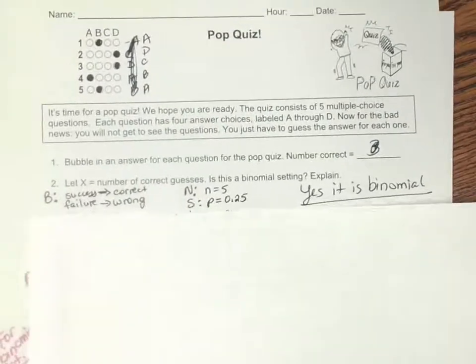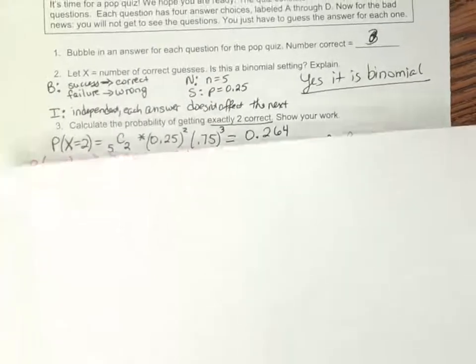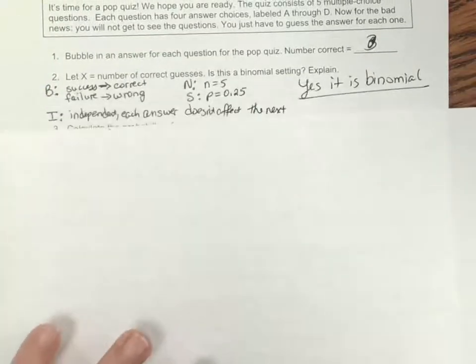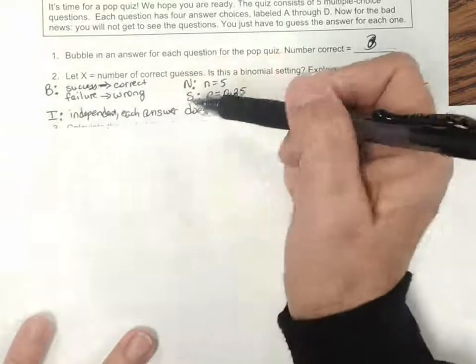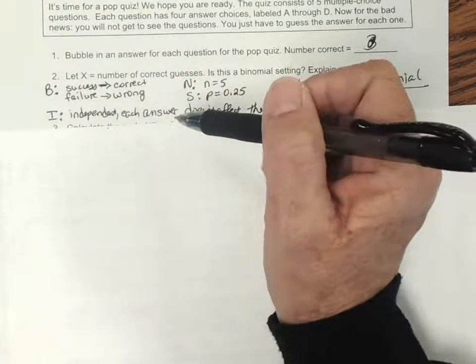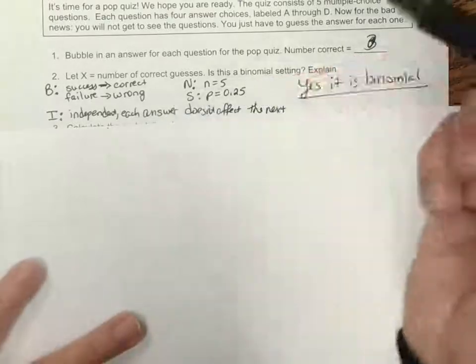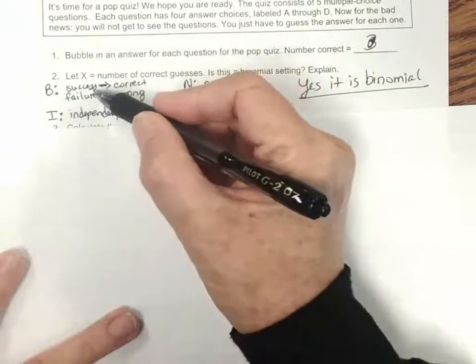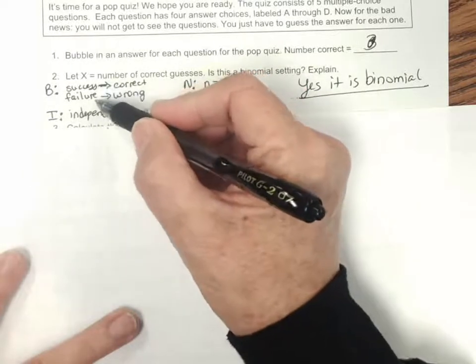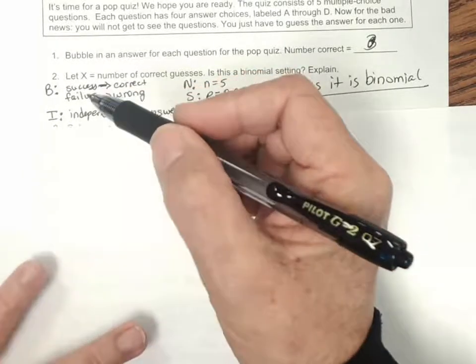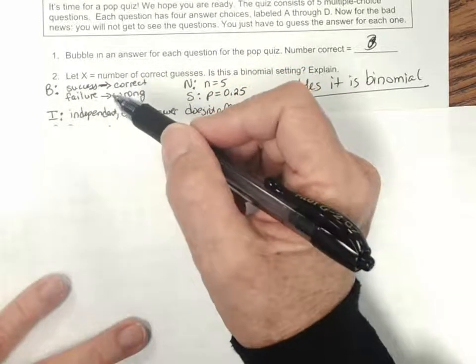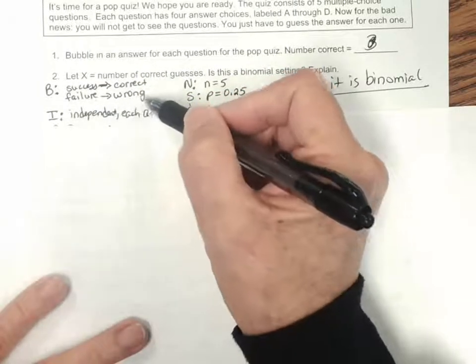The first thing I want to know is, was this a binomial setting? So to do that, we have to check our BINS. B-I-N-S. Those are the 4 things we check every time we're checking for binomial settings. B is success versus failure. There can only be 2 outcomes, success or failure, and we have that. So even though there's 4 answer choices, each guess was either correct or it was wrong.